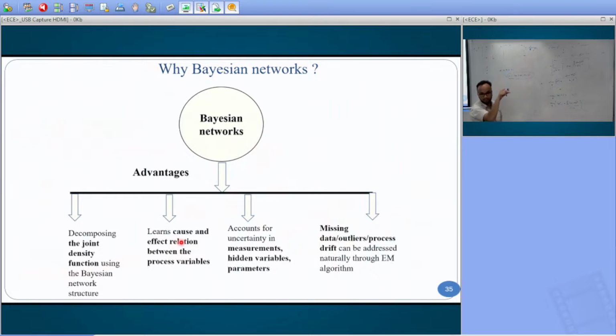The input variable affecting the process can also be a random variable. The major advantage is that once you write the joint density function of a simple Bayesian network, you can easily write a joint density function for missing data and outliers as well. So you can inherently address the noise characteristics without adding any additional layers to it. Any doubts?